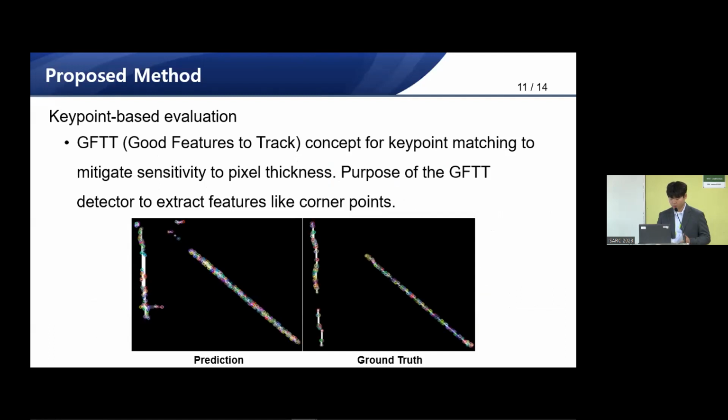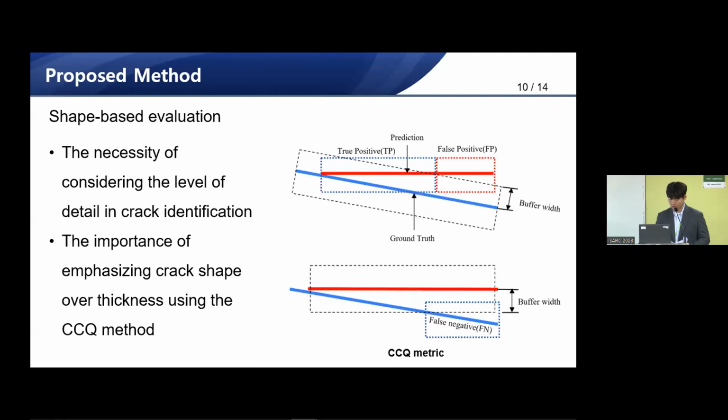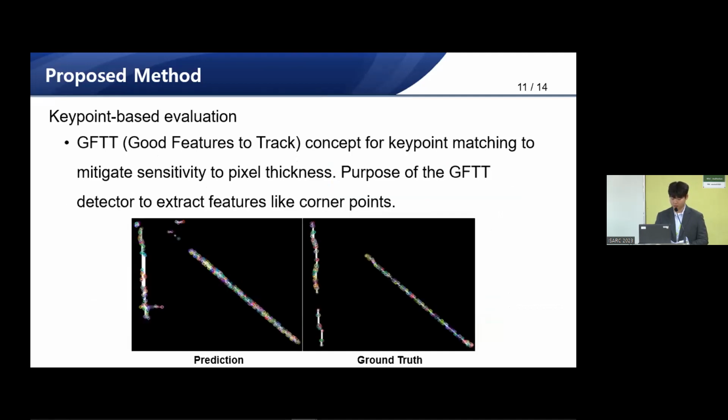So here's the main point. Instead of focusing too much on pixel-level prediction, we really need a way to evaluate the overall shape of the cracks. That's why we brought in this method called CCQ. By creating a buffer zone around the real cracks, it provides some flexibility, so a few pixels here and there are acceptable. The second method is key point matching. The approach is to reduce sensitivity to pixel thickness.